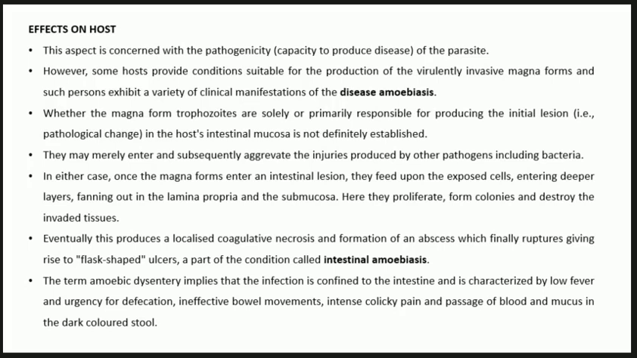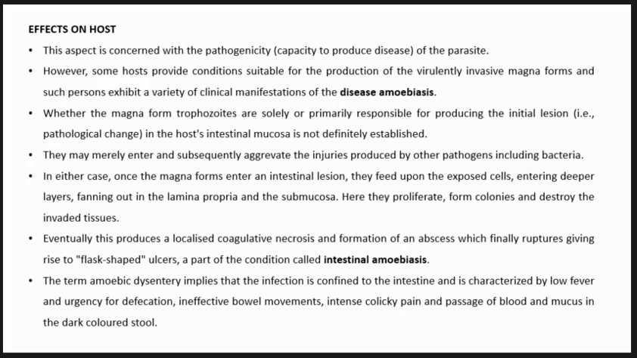capillaries area. So the lamina propria and submucosa layers can also be damaged. So eventually this produces localized coagulative necrosis. Remember what all this process will lead to: coagulative necrosis. Localized means where exactly the damage has happened, localized to that area. Okay, so coagulative necrosis and formation of an abscess, which finally ruptures, giving rise to a flask-like ulcer.